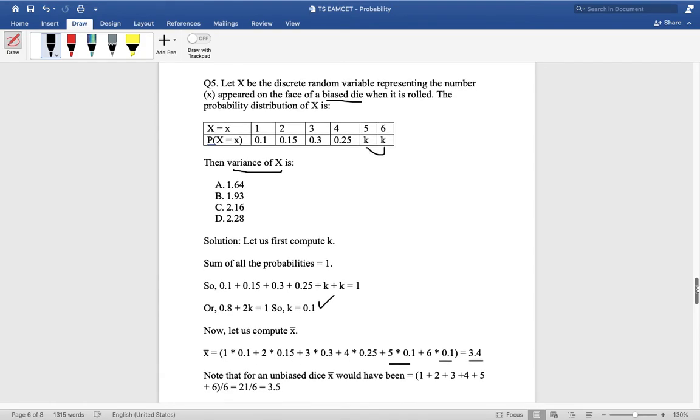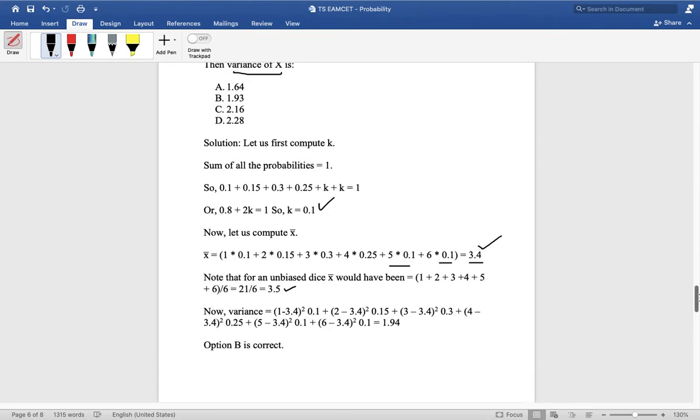Now I have also made a note over here that if the dice was unbiased, what would have been the mean? So 1, 2, 3, 4, 5 and 6, all of them would have similar probability of 1 by 6. So mean would have been 1 plus 2 plus 3 plus 4 plus 5 plus 6 divided by 6, which is 21 by 6, which is 3.5. So the mean for an unbiased dice would have been 3.5. Since it's a biased die, it's 3.4. Now what is the variance?